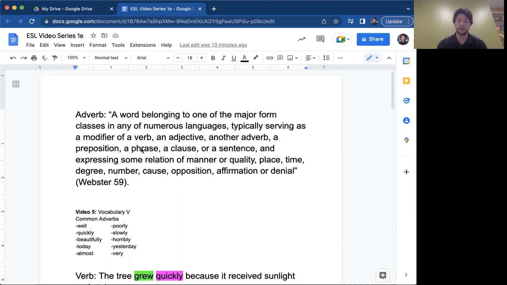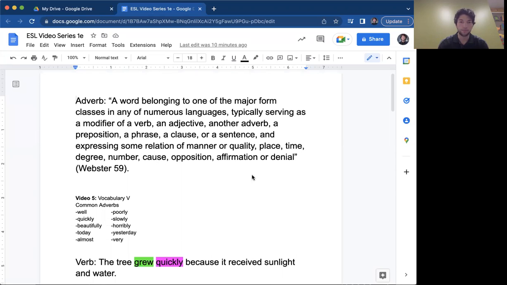Like an adjective, an adverb is a type of modifier. Adverbs, however, are a little bit more flexible in their usage. They can modify verbs, adjectives, other adverbs, prepositions, or other more complex grammatical structures, which we're not really going to get into today. We'll do a little bit with a phrase at the end, but that's as far as we're going to go. So let me highlight the important parts here.